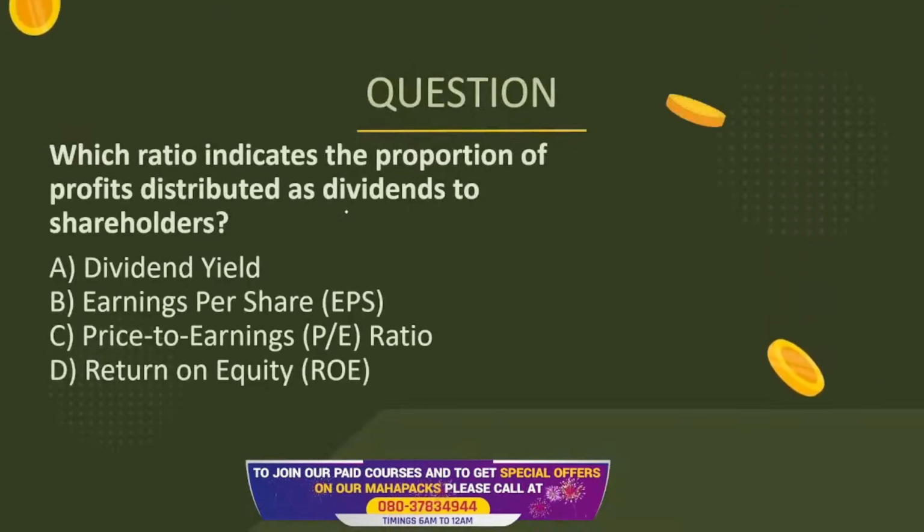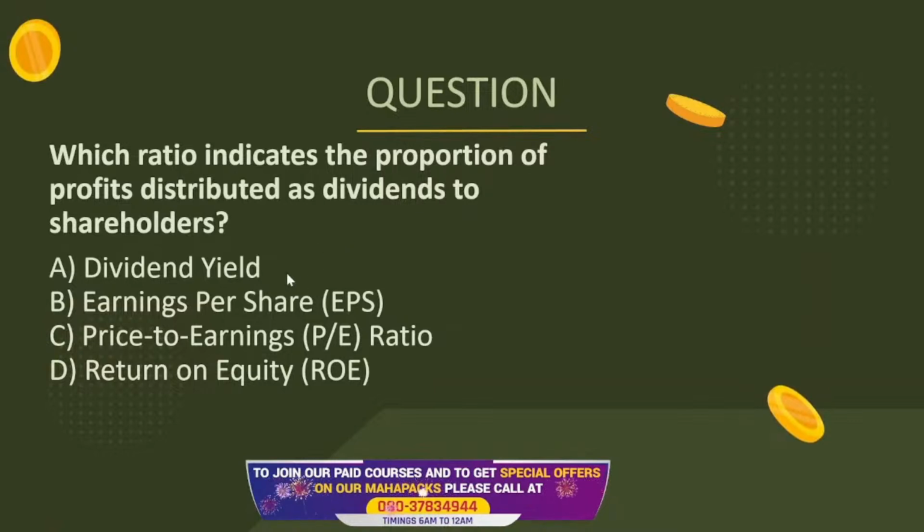Which ratio indicates the proportion of profit distributed as dividends to the shareholders? Dividend yield, earning per share, price to earning ratio, or ROE. You know, PE is a very important ratio, not only for ratio analysis but also in terms of the chapter in module D as well. Then you'll study it in the CIIB as well. If you are investing time in the PE ratio, you're going to use it in multiple areas.